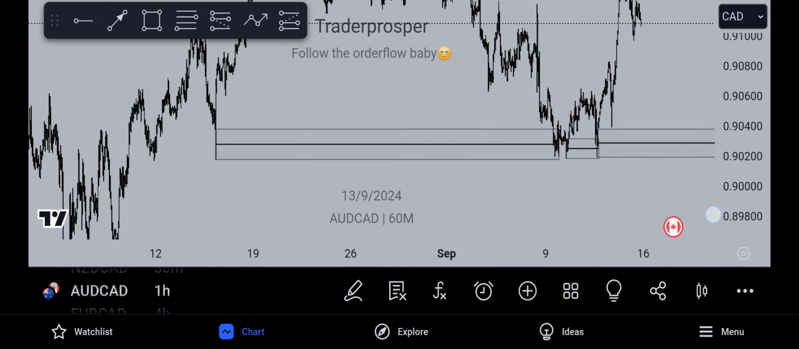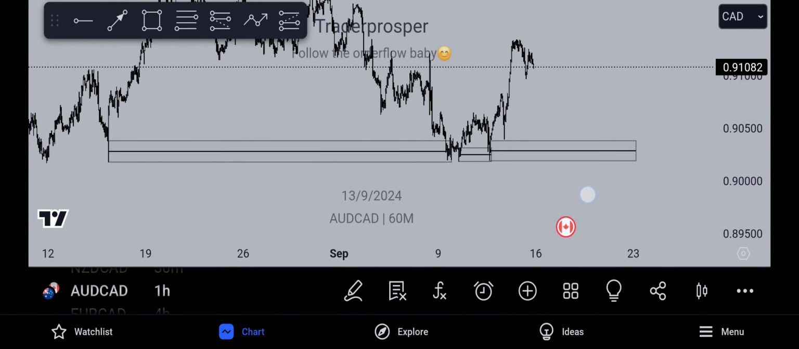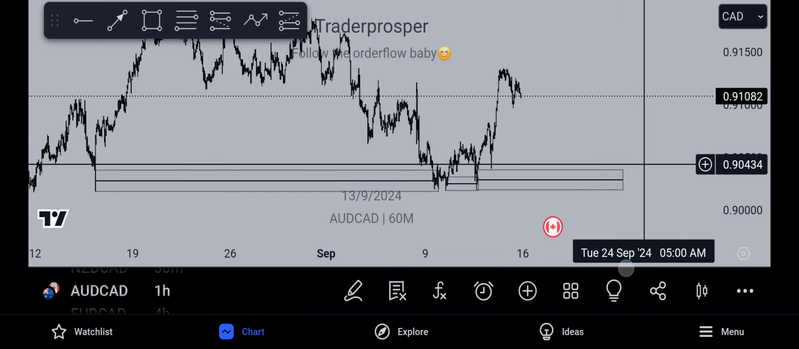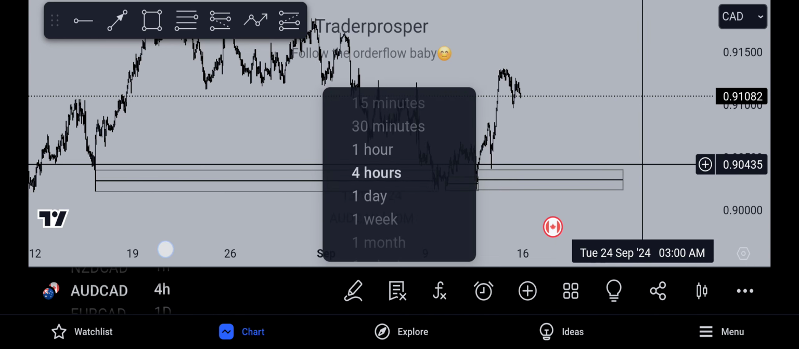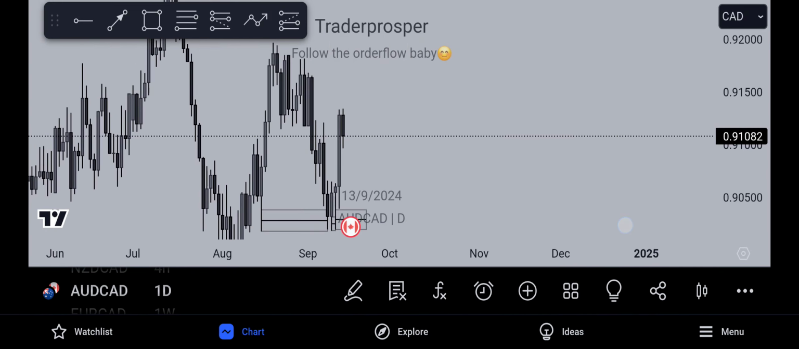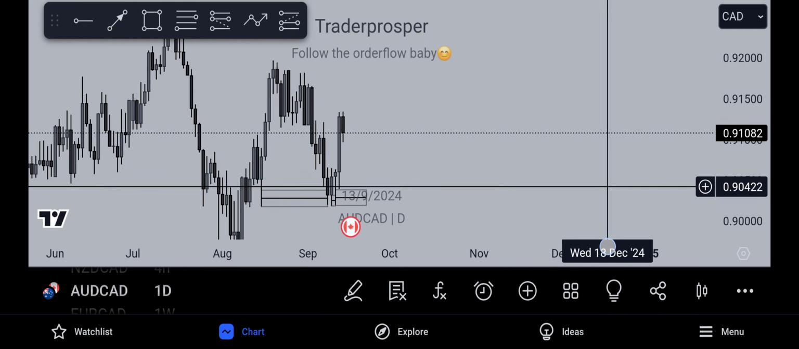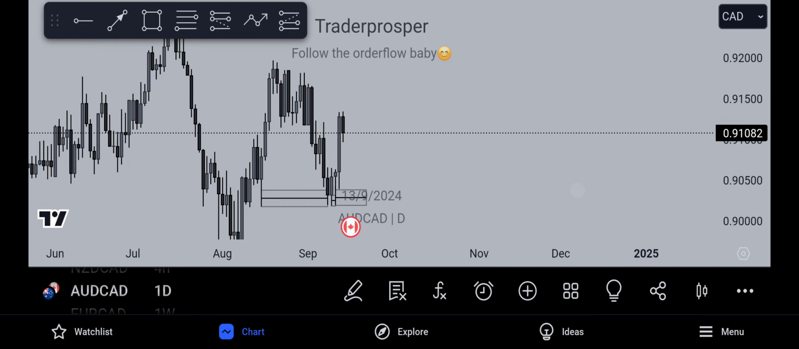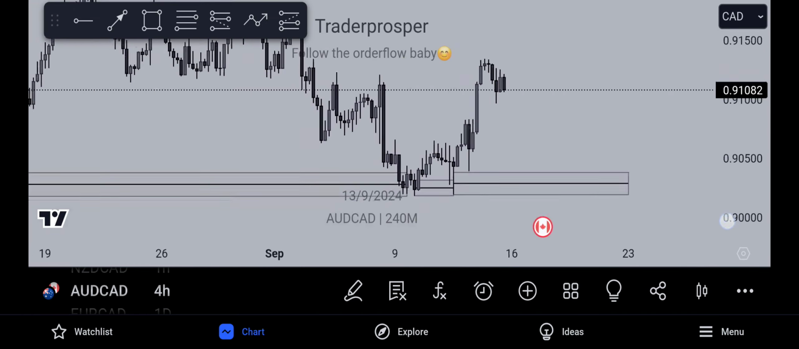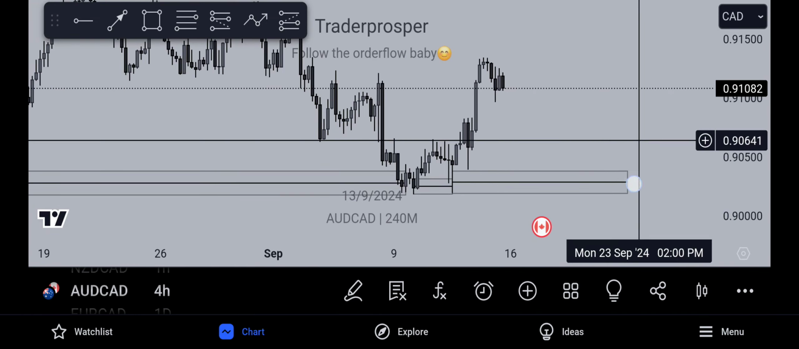So now all I'm looking for is that pullback to continue buying from here, to continue buying from these lows, because we are now bullish on this pair. So I'm expecting to buy from these lows. That's it. Very simple.